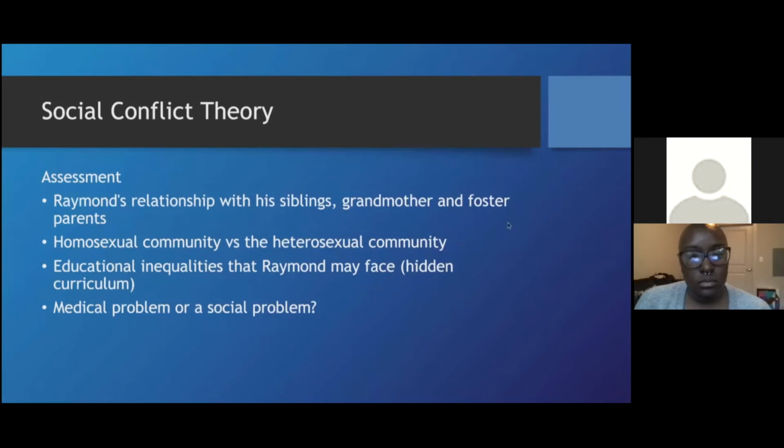Once again, it's not something that we know, but it's something that a social conflict theorist would be very interested in. And then the most important one I think that we identified was evaluating his current predicament from a social problem versus a medical problem. Raymond is currently in a conflict with the hospital in which Raymond is trying to acquire resources, i.e., healthcare from the hospital, while the hospital is trying to acquire money from Raymond.